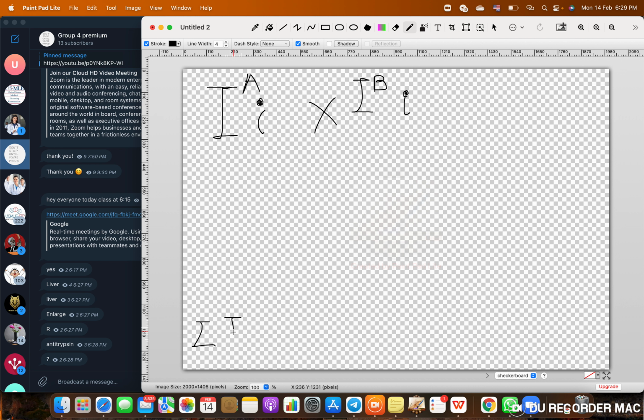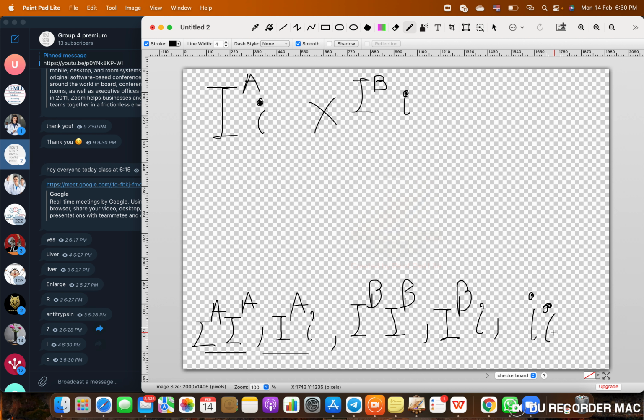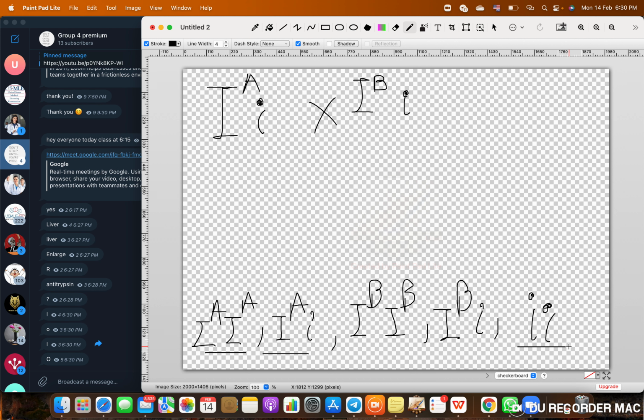If I have this, that means my blood group is A. If I have this, that means my blood group is also A. If I have this, that means my blood group is B, either this or this. But what about this? If I have this, that means what? Anybody has an idea? That means my blood group is O. Absolutely correct. So this means my blood group is O.